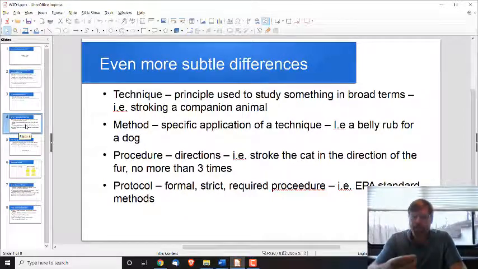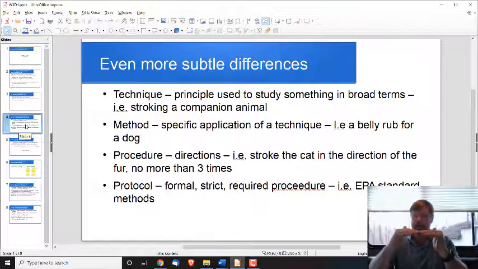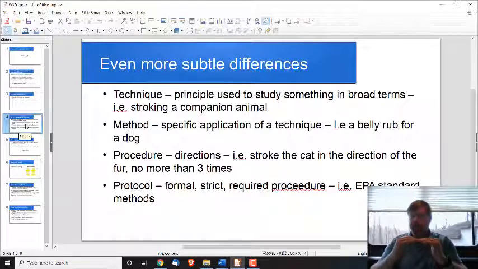Procedure are the directions. So for example, stroke the cat in the direction of the fur. If you've ever been around a toddler, they sometimes want to pet the cat backwards or pet the dog backwards, and that's no fun for the animal. For cats, it might be no more than 3 times, and then they're going to bite you. Finally, we've gone from general techniques, to methods, a little more specific. Procedure is even more specific and broken out into some level of detail.